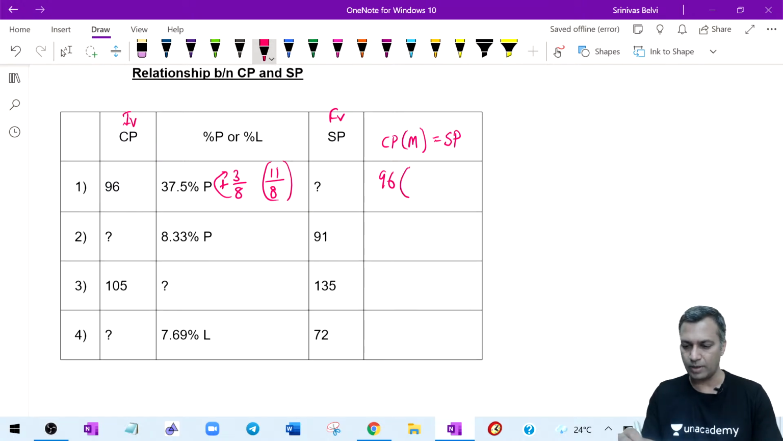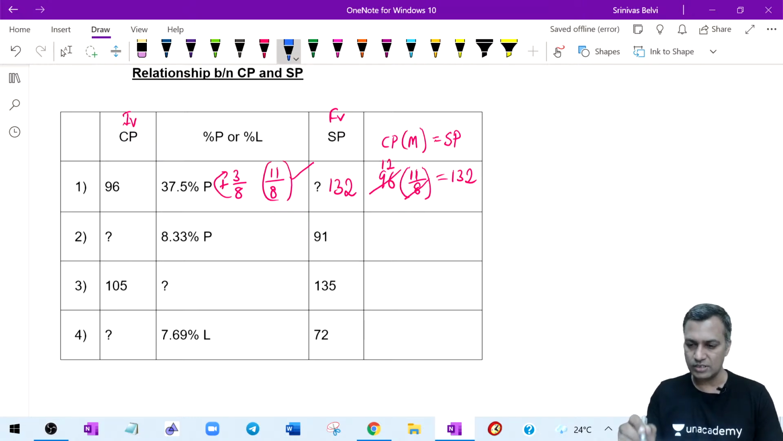Okay, what is the multiplier? Multiplier is 11 by 8 because the profit is 37.5%. Therefore, you cancel this: 8 12 times. 12 into 11, which becomes 132. All right, that is the selling price. The selling price is 132.